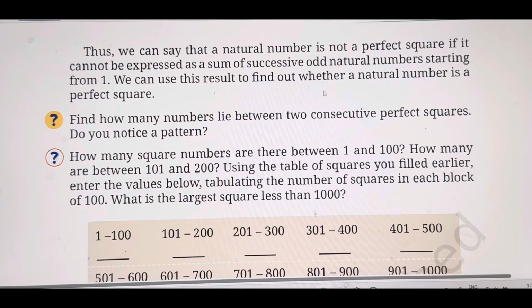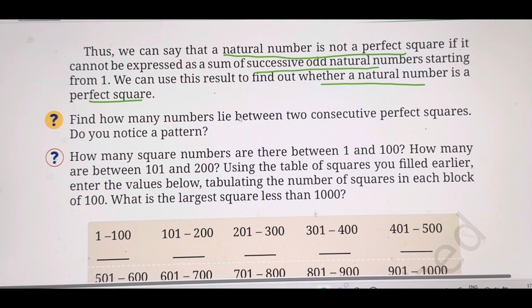Now we can say that a natural number is not a perfect square if it cannot be expressed as a sum of consecutive odd numbers. We just saw through the example of 38, and earlier we saw the example of 20. Now we can use this to find out whether a natural number is a perfect square. Now another question is there. Find out how many numbers lie between two consecutive perfect squares. Do you notice a pattern? Right? So let us explore this.